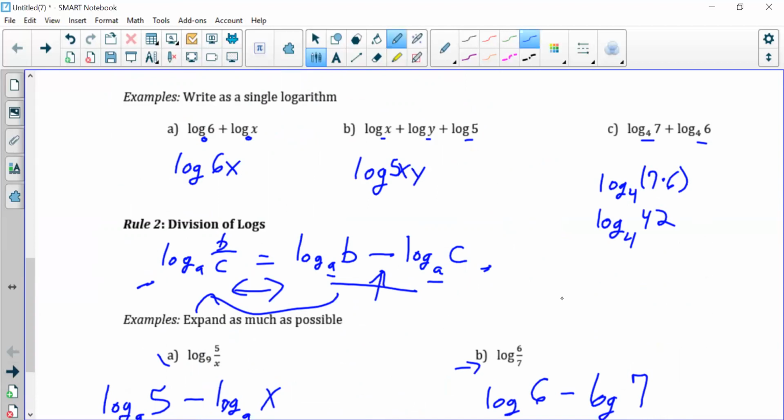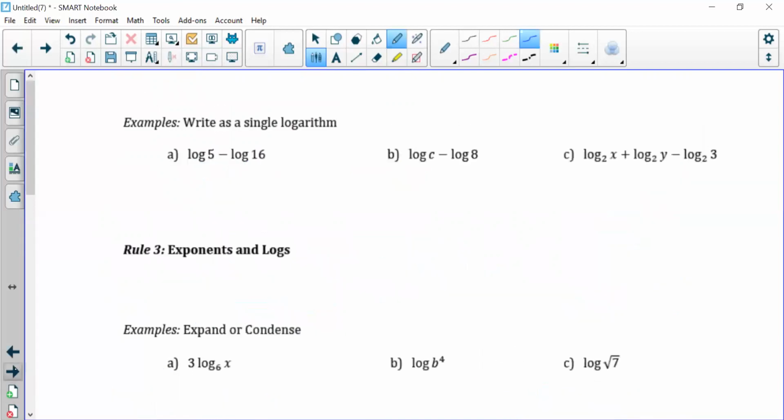So remember when we had x squared times x squared, we're multiplying things with exponents, we add the exponents. And then when we're dividing, we had x cubed over x squared. Division is subtraction. So this is x cubed minus x squared, which gives me x. Okay, same thing for logs.